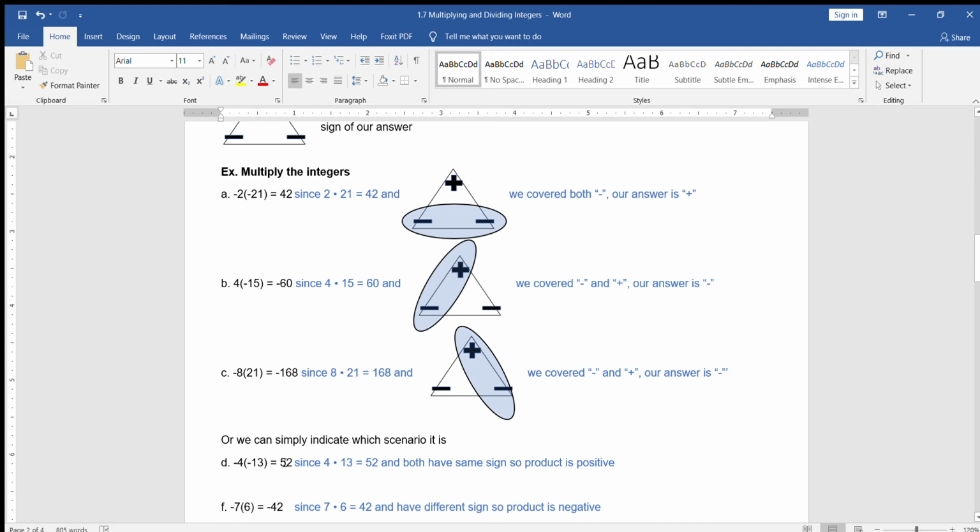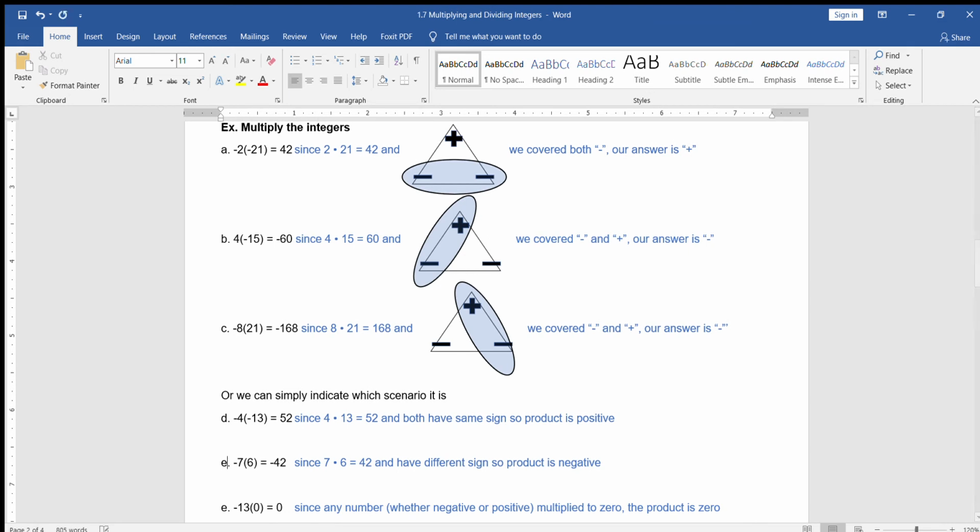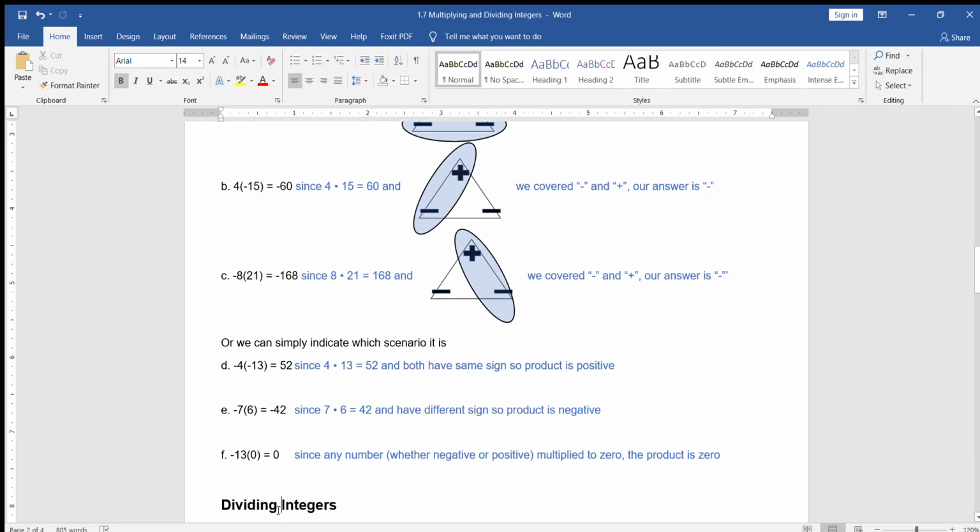So let's move on to E. Negative 7 times 6 is equal to negative 42. Why? Since 7 times 6 is equal to 42, and since they both have different signs, the product must be negative. That's why it's negative 42. How about negative 13 times 0? Well, any number, whether it's negative or positive, multiplied by 0, the product is 0.